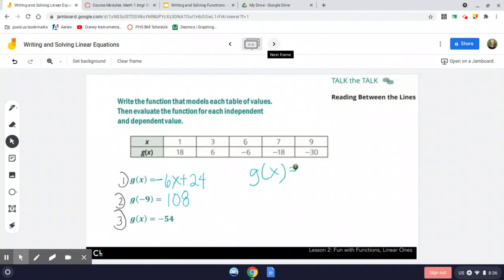Okay, so number 3, it kind of looks a little strange because it kind of looks like they already solved it, right? Well, what that means is they gave us g of x. They said that g of x is negative 54. So in this case, we happen to know g of x, the value of it is negative 54. So when you plug that in, you can see you must be solving for the independent value, the x.